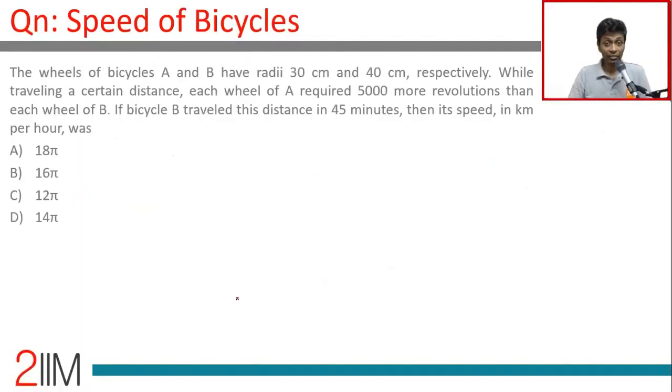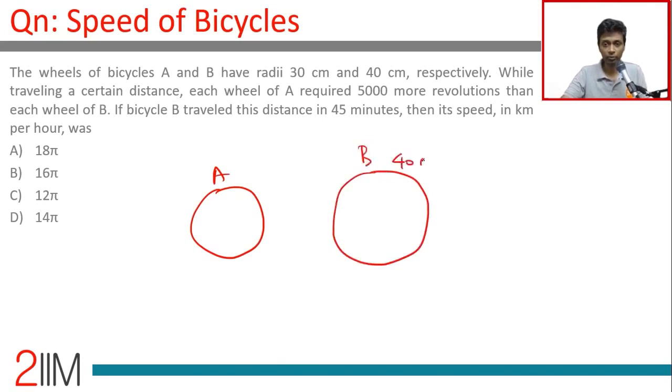The wheels of bicycles A and B have radii 30 and 40 centimeters respectively. While traveling a certain distance, each wheel of A required 5,000 more revolutions than each wheel of B. If bicycle B travels this distance in 45 minutes, then its speed in kilometers per hour was. Wheels of A have 30 radius, B has 40. Fine. While traveling a certain distance, each wheel of A required 5,000 more revolutions than each wheel of B.